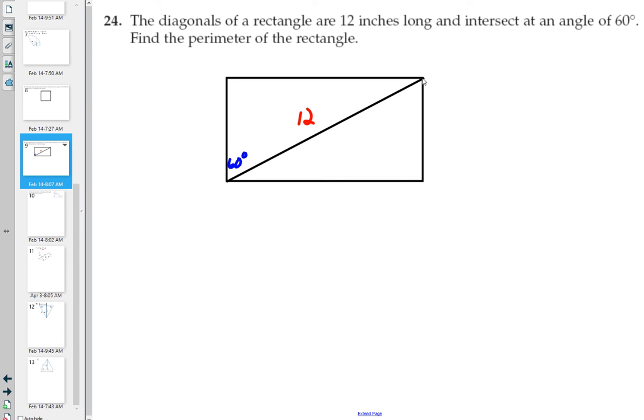But then on a rectangle, opposite sides are congruent. So we know that this is the 90. If indeed that's the 60, it has to be. That has to be the 60, which means the 30 would be up here, and this would be 30 also.